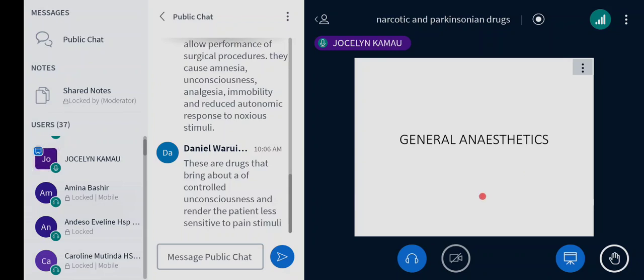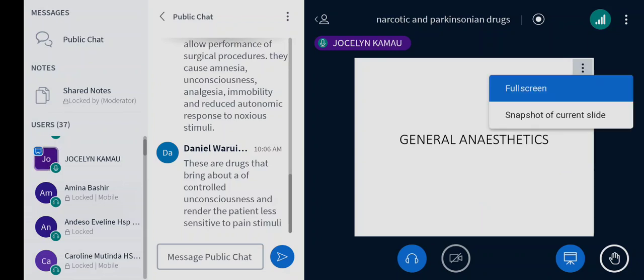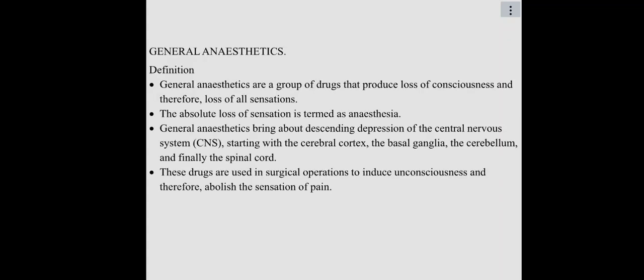So we look at, of course, I'm trying to look at the pharmaceutical chemistry in it. There isn't really so much, but we do look at what we can. So we will also have some pharmacology as we go along. So we are looking at general anesthetics, and we can see general anesthetics are a group of drugs that produce loss of consciousness and therefore loss of all sensations. Absolute loss of sensation is termed anesthesia.